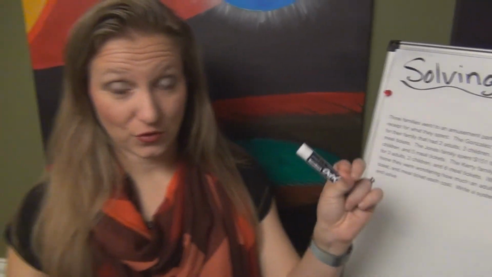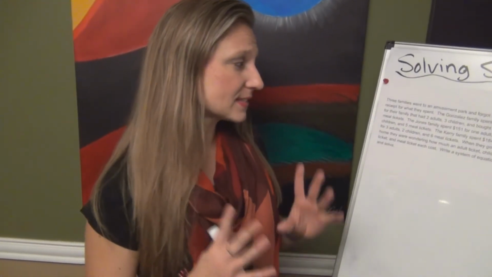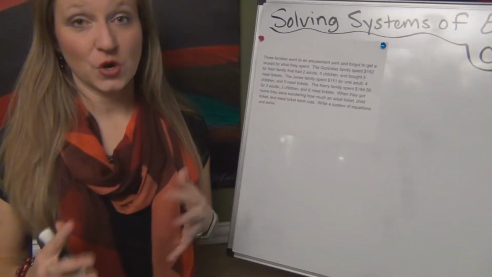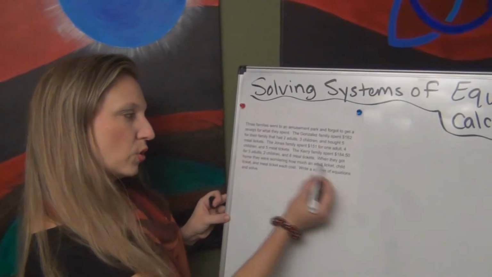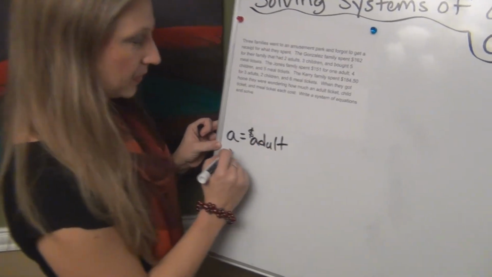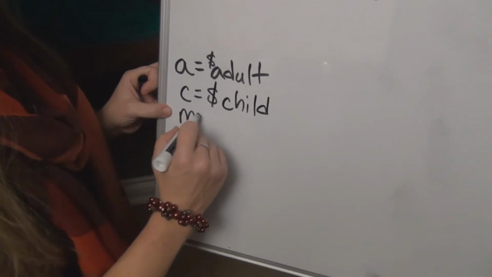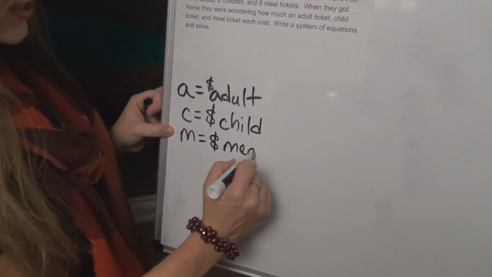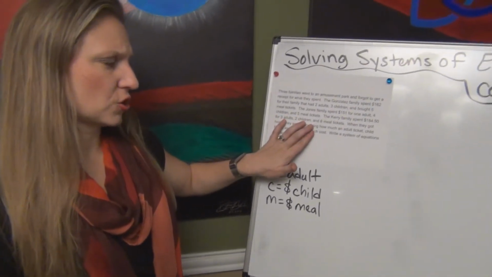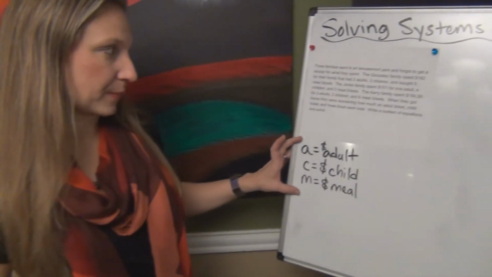So we're going to write an equation for each family. But first, we always want to figure out what our variables are going to represent. Since I'm trying to figure out how much an adult ticket is, a child ticket, and a meal ticket, those are going to be my variables. So A is going to be the cost of an adult ticket. C is going to represent the cost of a child ticket. And M is going to represent the cost of a meal ticket. All right, so now we're ready to write our equation. Notice the question you're trying to solve is usually what your variables are going to represent. So that's always a clue as to what your variables are going to be.